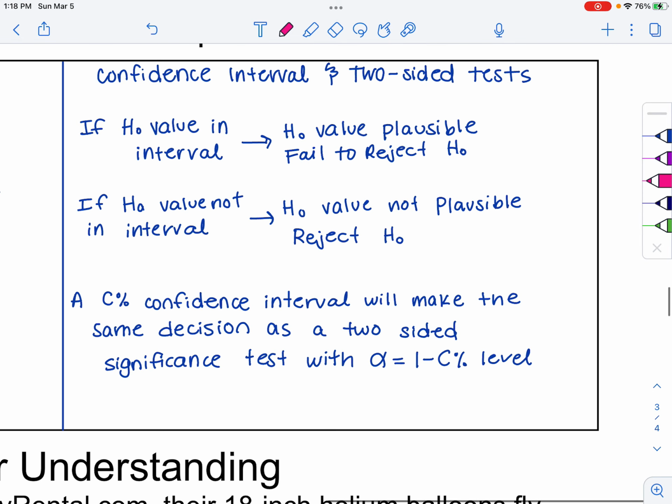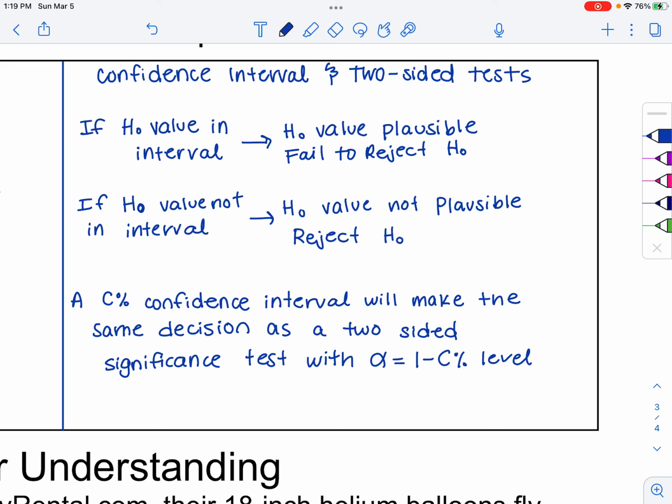All right, and then the last part, confidence interval and two-sided tests. How do they relate? If the null value is in the interval, in the confidence interval, then the null value is plausible, and so therefore we would fail to reject the null. If the null value is not in the interval, I just want to make sure this looks a lot like an O, not an A, then that value is not plausible, and we would choose to reject the null.